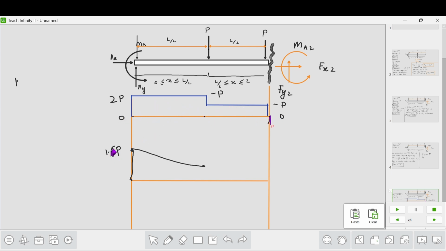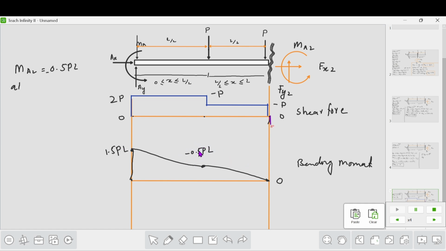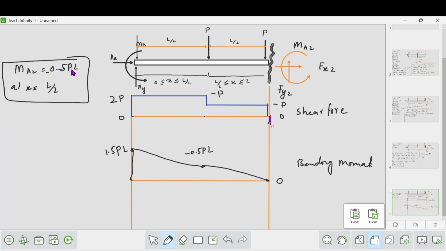This is the shear force diagram, and I have found that at the first, 3PL divided by 2, positive 3PL divided by 2, and for MA1 I found that at X equal to L divided by 2, it was negative 0.5 PL. So this is negative 0.5 PL and this is also negative 0.5, it will become 0. So this is my shear force diagram and this is my bending moment diagram. I have found AY and FY1 and FY2, and I have also found MA, MA1 and MA2. So MA2 is 0.5 PL. Okay.